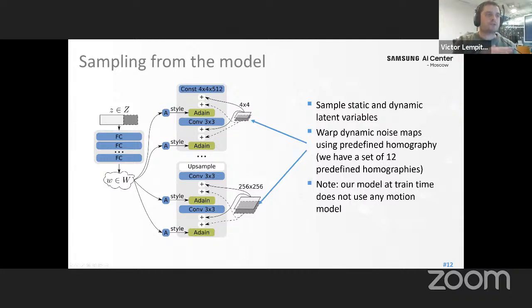So our model at train time does not use any motion model, and at the sampling stage we can use other motion models rather than working by homographies. In fact, we use something slightly more complex, where we mirror the homography applied below the horizon, which is, I think, fixed at the middle of the image, and the homography applied above the horizon.